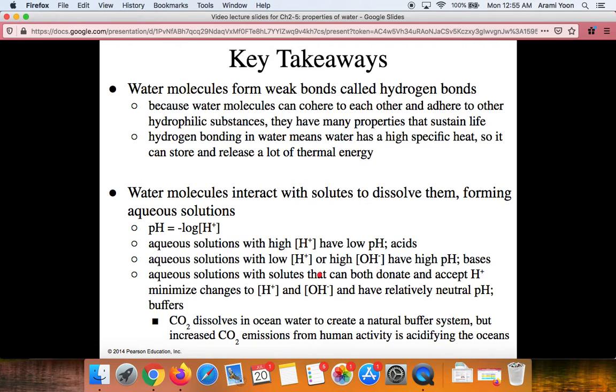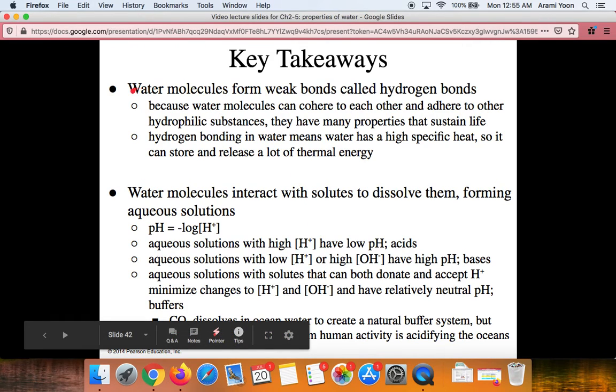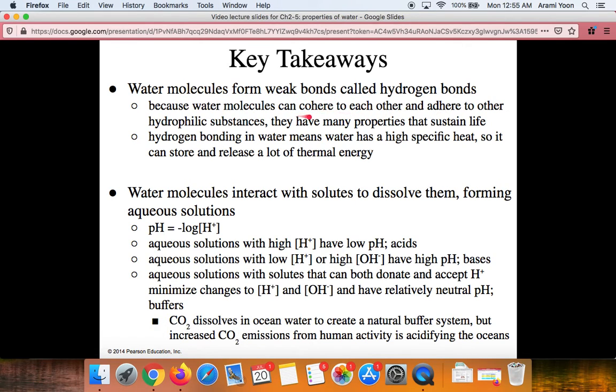Okay, here are your key takeaways. First, you should remember that water molecules form weak bonds called hydrogen bonds because water molecules can cohere to each other and they can adhere to other hydrophilic substances. And so for that reason, water has many properties that sustain life. Hydrogen bonding in water also means that water has a high specific heat, so it can store and release a lot of thermal energy. You also should know that water molecules interact with solutes to dissolve them, which means they form aqueous solutions. And that means that they can have a pH.